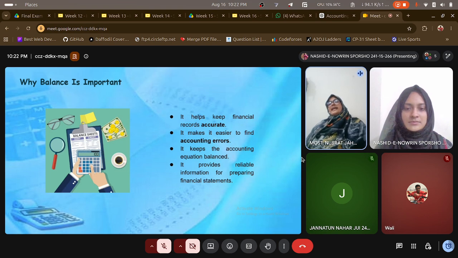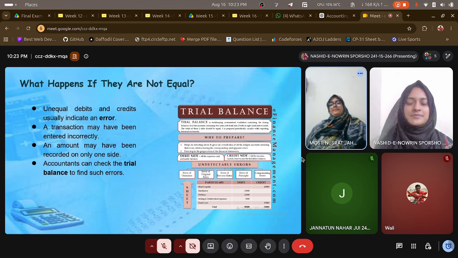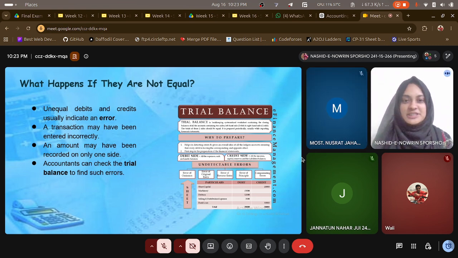Third, balance helps us maintain the accounting equation. The accounting equation is assets equal liabilities plus equity. Finally, balanced and accurate records provide reliable information for preparing important financial statements such as the income statement and balance sheet. So maintaining balance is very important for proper financial management and decision making. Now my next teammate Sporsho will present the next slide. Thank you, Nusrat Jahan Brishti.